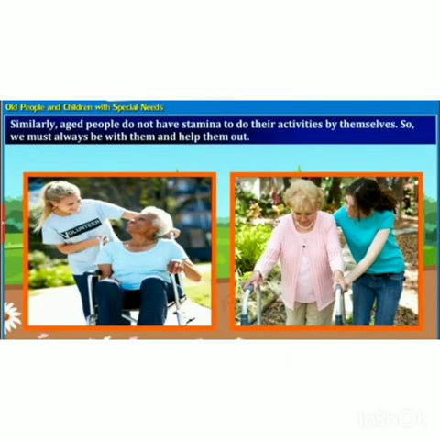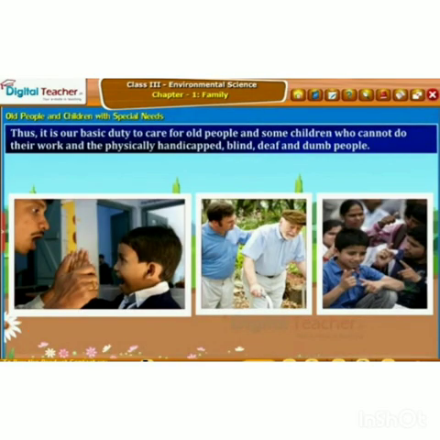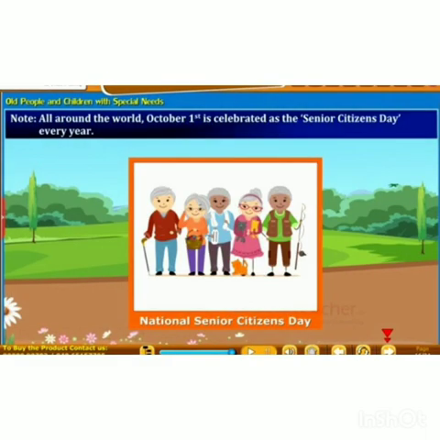Similarly, aged people do not have the stamina to do their activities by themselves. So, we must always be with them and help them out. Thus, it is our basic duty to care for old people, and for children who cannot do their work, and the physically handicapped, blind, deaf and dumb people. All around the world, October 1st is celebrated as Senior Citizen Day every year.